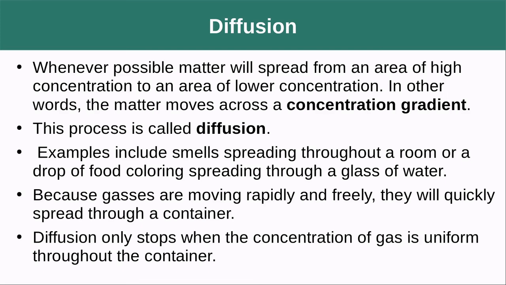Diffusion. So whenever possible, matter is going to spread from an area of high concentration to an area of lower concentration. To put this in more scientific words, the matter moves across a concentration gradient from an area of high concentration to an area of low concentration. This process is called diffusion.